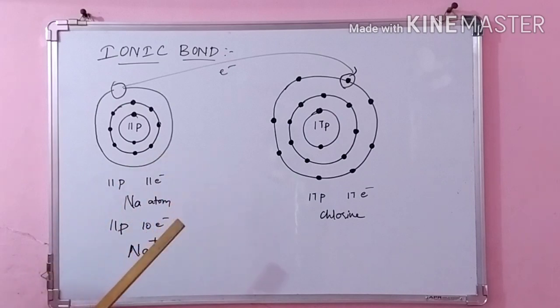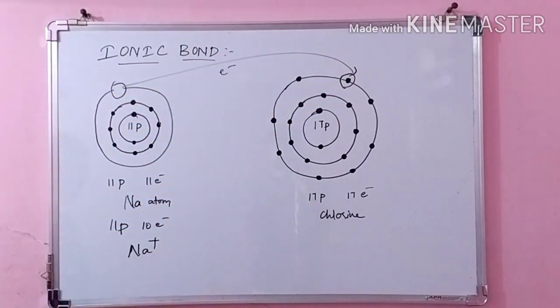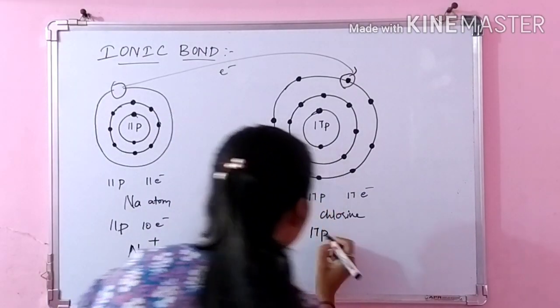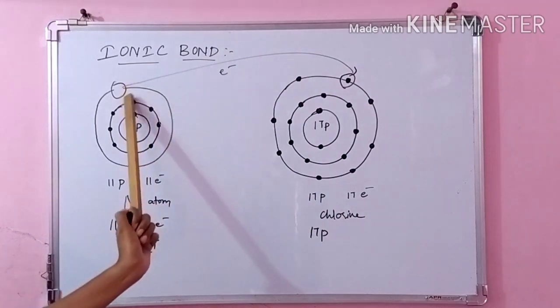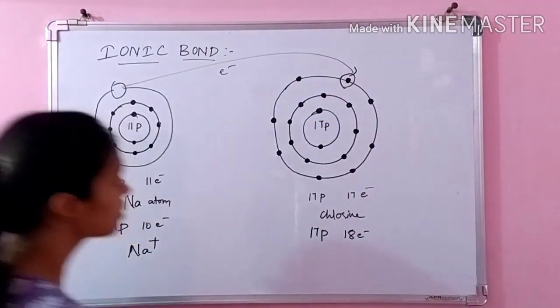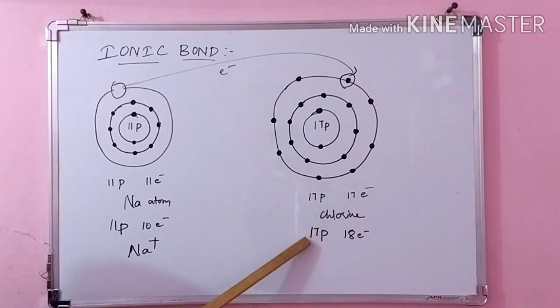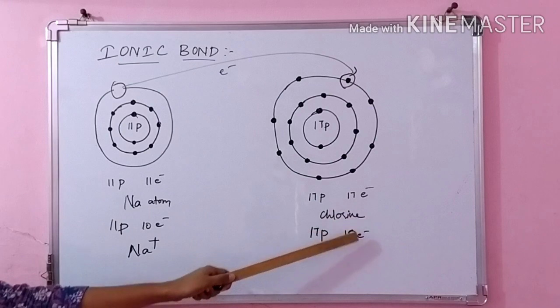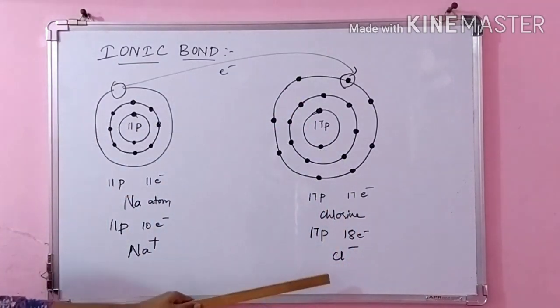Now coming to chlorine. What it is doing? It is accepting the electron. Earlier 17 protons were there, and the protons will be the same. Now see the number of electrons. Earlier it was 17. Now when sodium donated, it became 18. Now you can see one electron is increased. So if there are more electrons than protons, it means it will gain a slight negative charge. So Cl is having a negative charge.